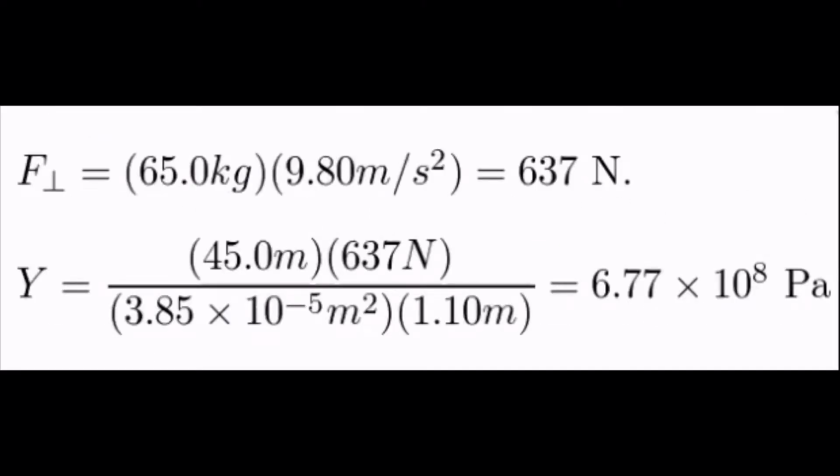Let's solve for the force. Solving for the force would be easy since we know that the force applied to the rope is the weight of the mountaineer. We would just have to multiply the mountaineer's mass by gravity, which is 9.8 m/s². The value of our force would be 637 newtons. We have already solved for all the missing variables we need for our formula. Let's now plug in all the values into our Young's modulus formula, and we would arrive at a final answer, which is 6.77 times 10 raised to the 8th Pascal.